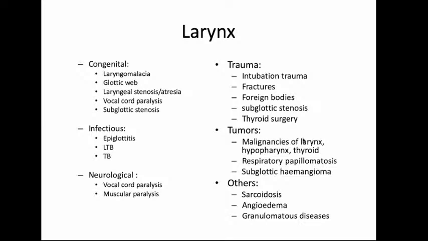And just below the glottis, occasionally you get congenital hemangiomas in children. In adults, very rare, but yes, you could still find hemangiomas in the subglottis. And then among the others are sarcoidosis, angioedema, just edema in that area, especially in smokers, and granulomatous diseases as well.